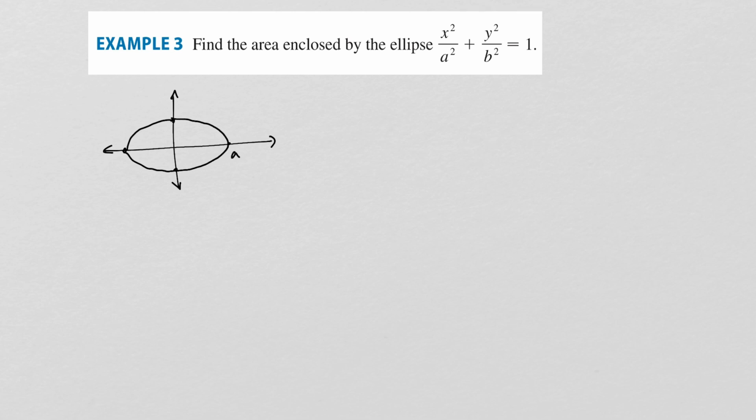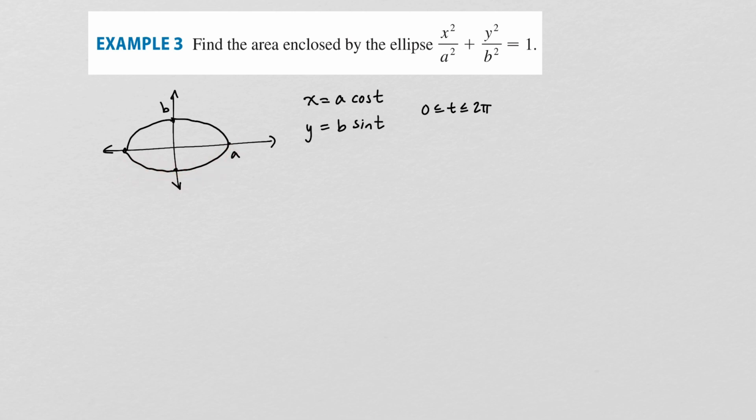Okay, this is A and this is B. And so I need to find a parameterization of this ellipse. What we can do here is let x be equal to A times the cosine of t. Y will be equal to B times the sine of t. And t will be a value between 0 and 2 pi. And this will give us the entire ellipse.